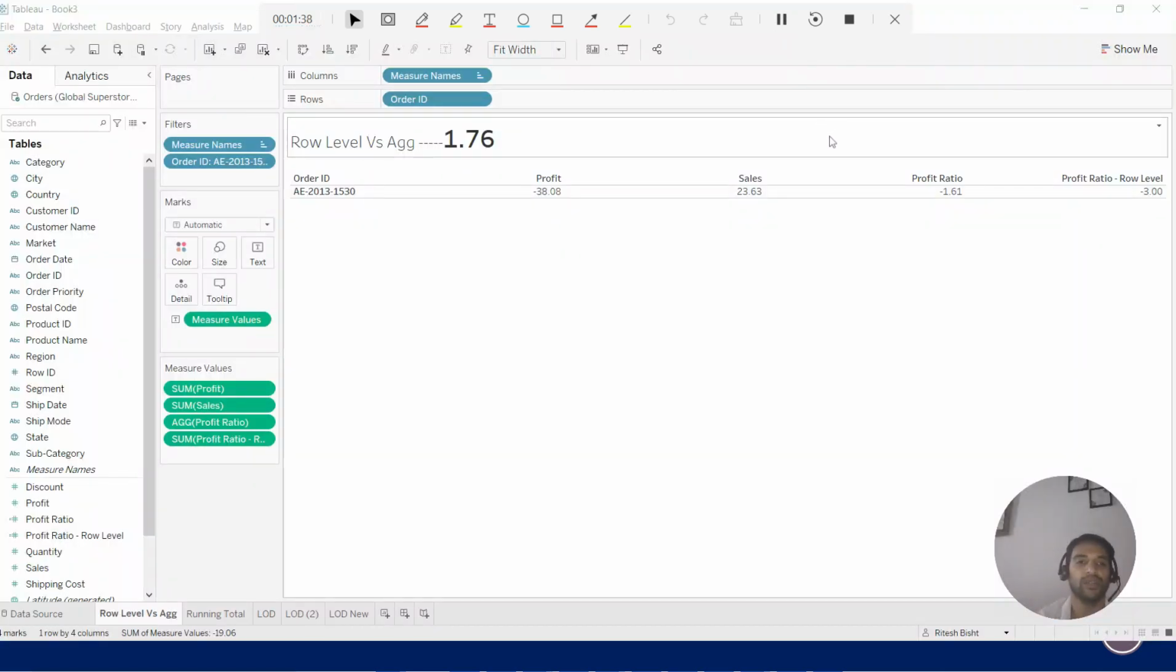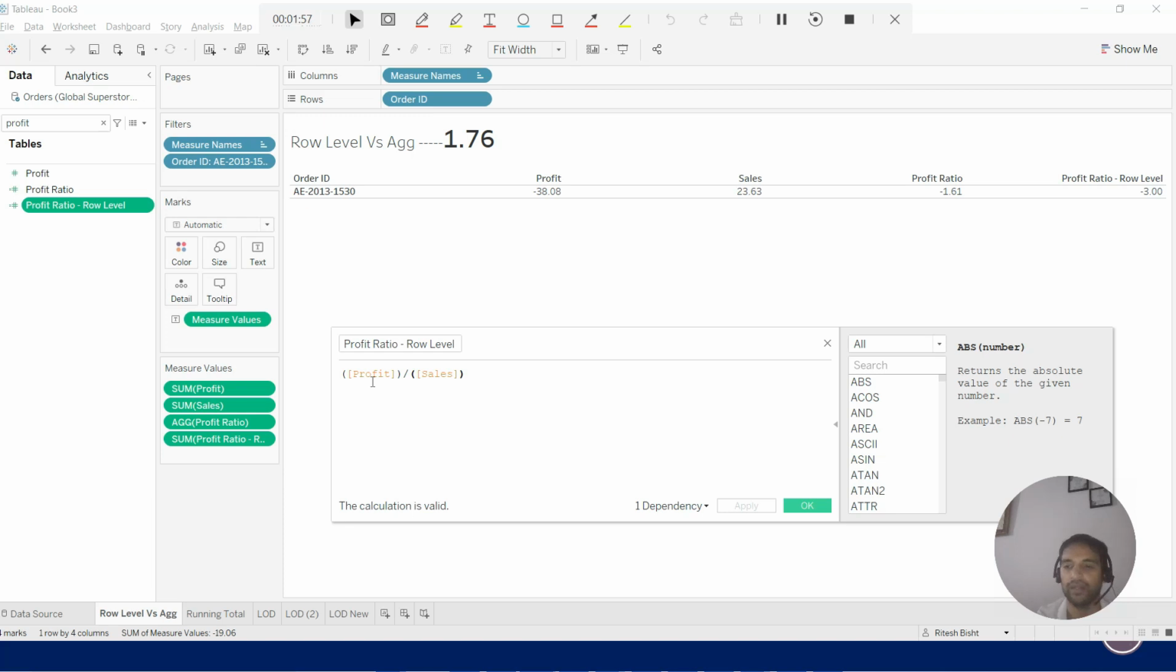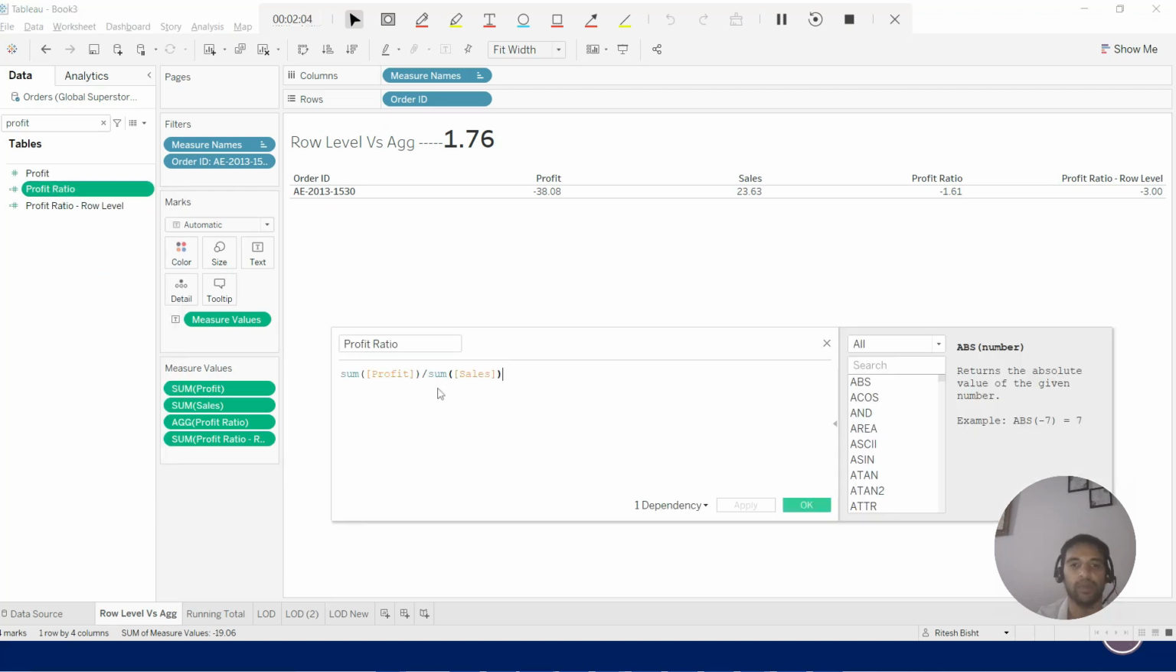In front of you, you can see a particular order ID, profit and sales, and profit ratio row level. First of all, you would be thinking, what is this profit ratio and profit ratio row level? Let us go and see. There are two different calculations. For profit ratio row level, you see that profit is divided by sales, not sum of profit divided by sum of sales, whereas for the profit ratio, you would see sum of profit divided by sum of sales. So it gives you an idea, right?